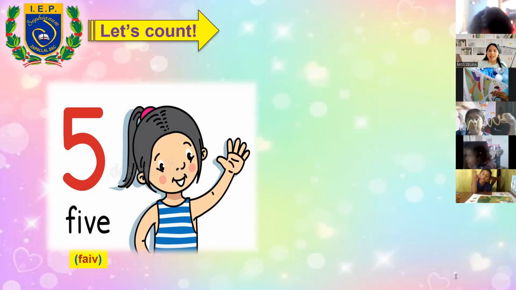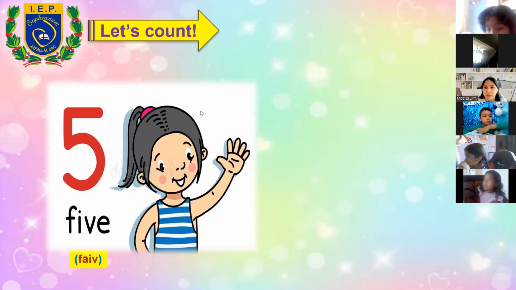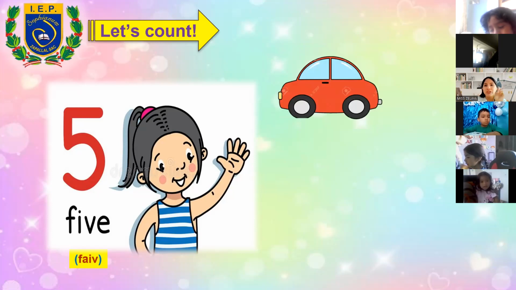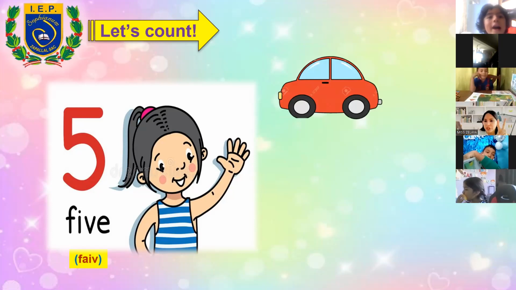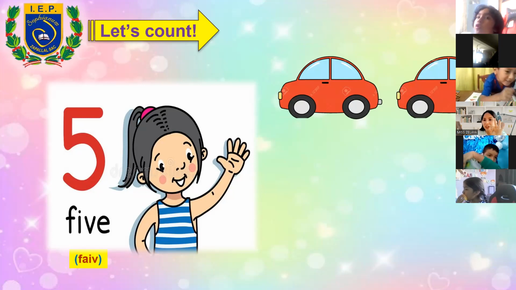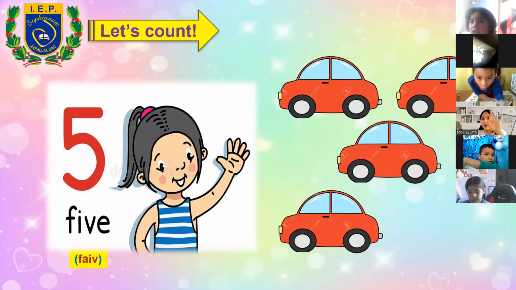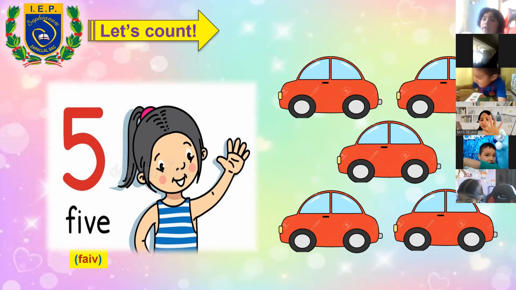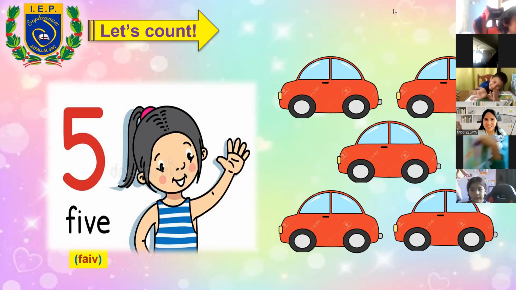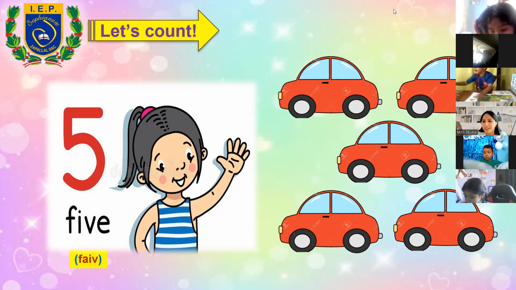Is number five. Let's count. One. Two. Three. Four. Five. Six. No, five. Just five. Solo cinco. One, two, three, four, five. Five cars. Yes? Five cars. Okay? Yes, five cars. Continue. Another one.